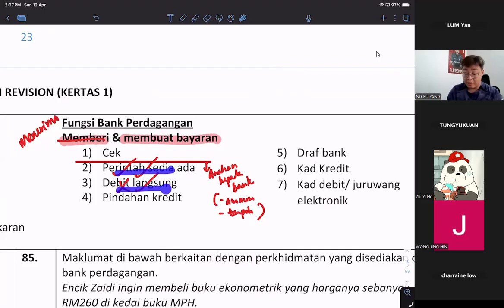So what are the other expenses you guys have to pay every month, but the amount is always different? Let's say for utility bill, you are paying for electricity bill, you are paying for your water bill. So this is why debit langsung is different amount but same time every month.